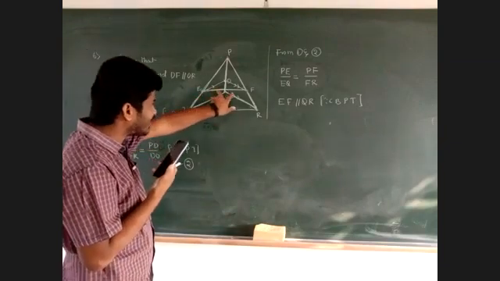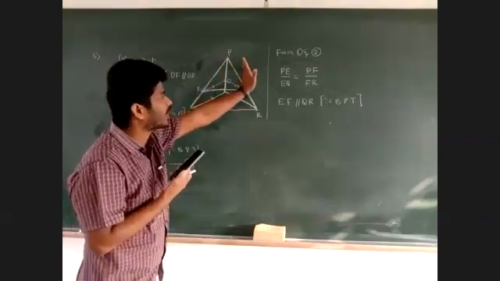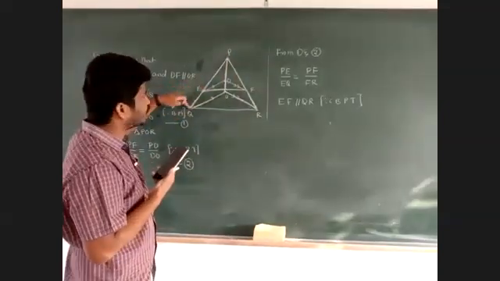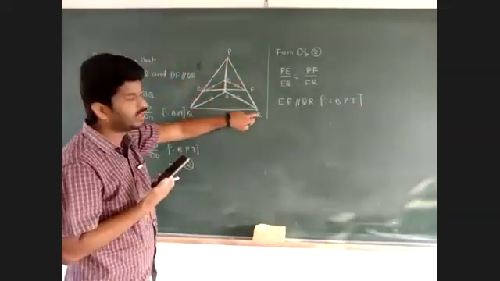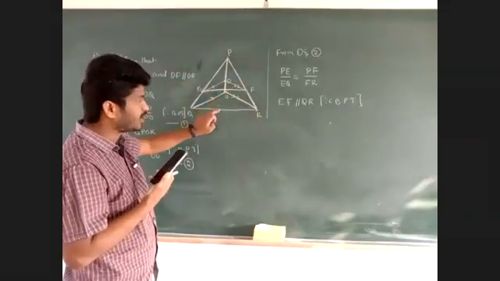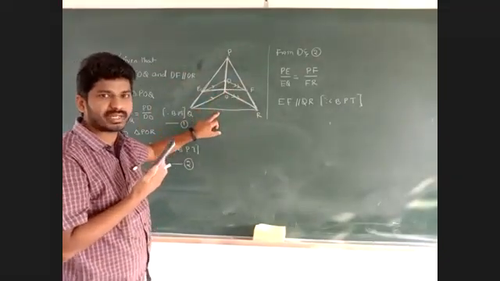Why? Because this EF divides PQ and PR in the same ratio. PE by EQ equal to PF by FR. That's why EF is parallel to QR. That is our required proof.